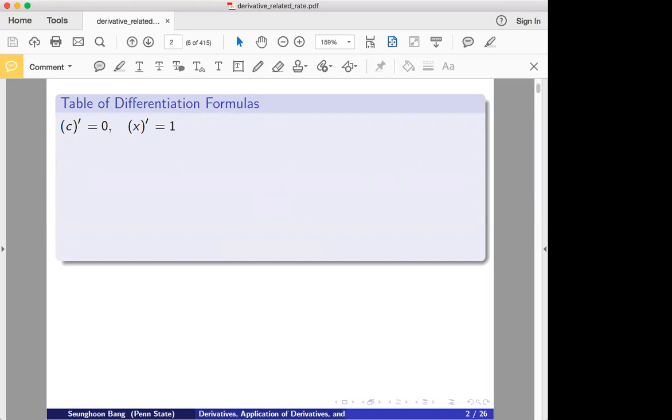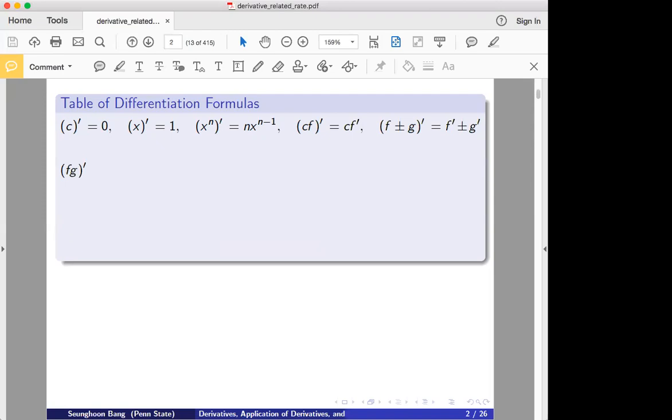Okay, good. It is one. What's X to the N prime? It's good. N times X to the N minus one. C times F prime, you can take out C, so it's C times F prime. F plus minus G prime is F prime plus minus G prime.